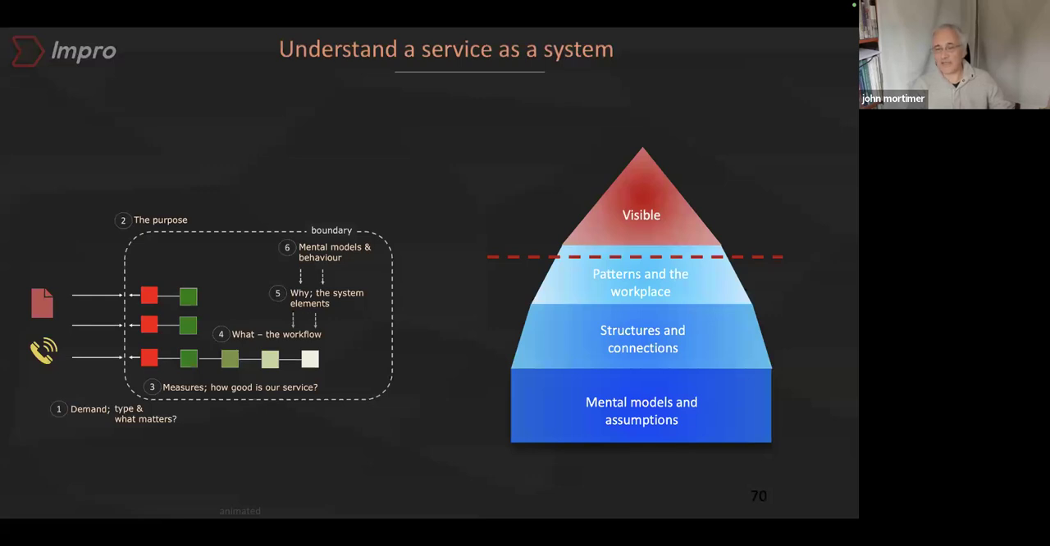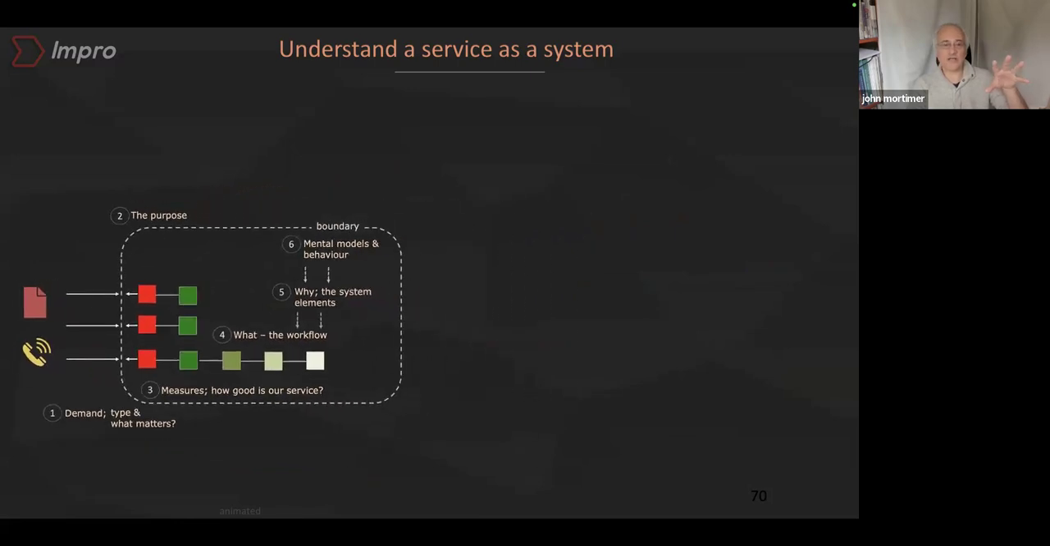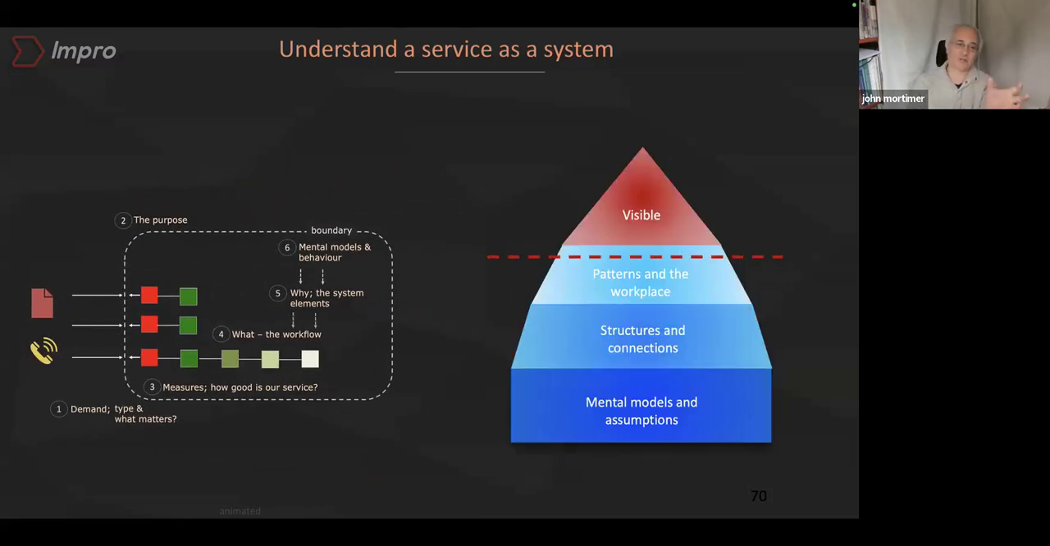And one more thing I want to show you with regard to this is the model for check, which is this one here. It in fact mirrors the iceberg model, except the iceberg model should be more upside down. So the iceberg model with mental models and assumptions, that's equivalent to number 6. Structures and connections and why is number 5. Patterns in the workplace and the processes are 3 and 4. And what's visible is the red bit there.